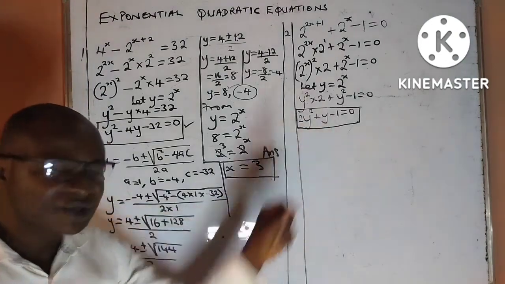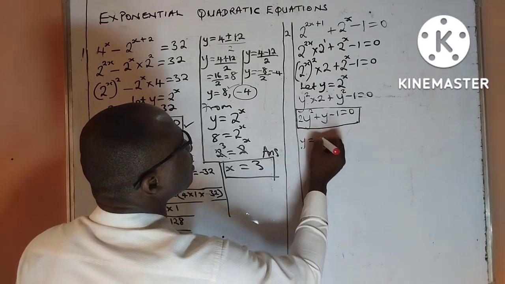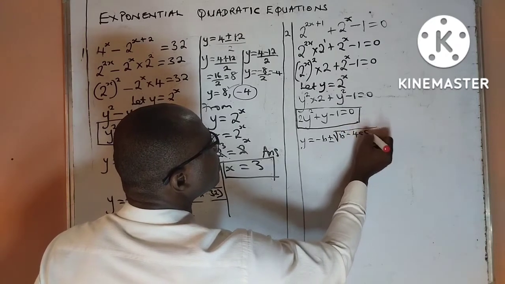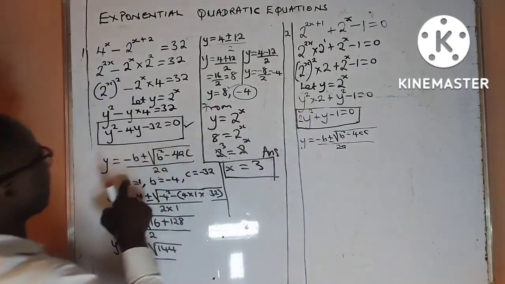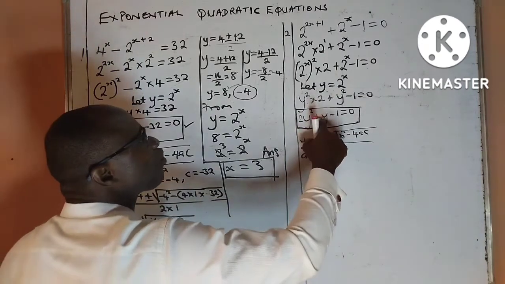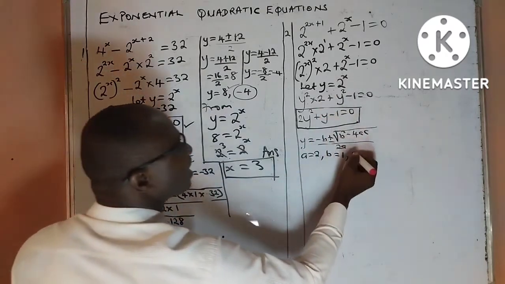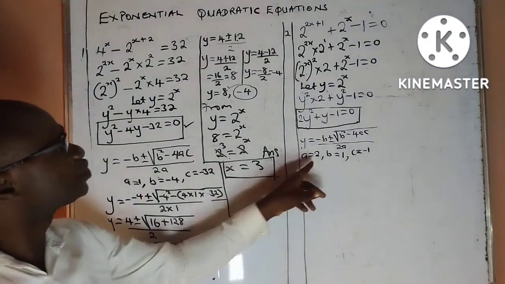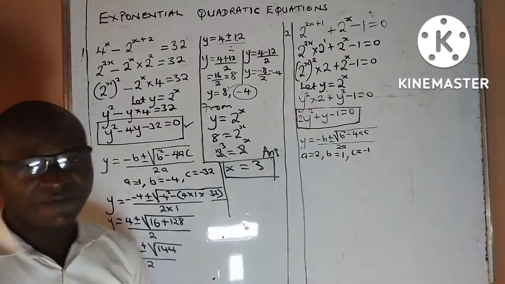So here, let's go. Using the quadratic formula, y will be equal to minus b plus or minus square root of b squared minus 4ac, everything all over 2a. Here, my coefficient of y squared is 2. My coefficient of y here, not squared, is just 1. And the value of c here is negative 1. So I have gotten the values of a, b, and c as contained in the quadratic formula.